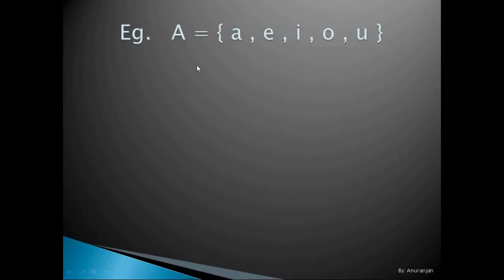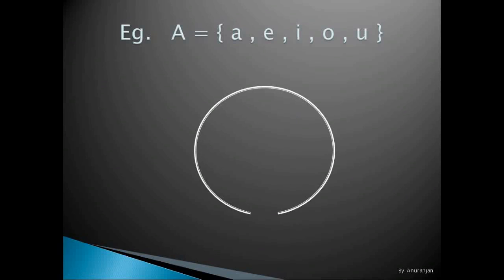Now let's take an example. A are the vowels of the English alphabet. So let's represent this in the form of Venn diagram. So let's draw a circle. Now let's name this set A. Now the elements that are A, E, I, O, U will all come inside the set, inside the circle, and any element that is not a part of the elements of A will be represented outside.